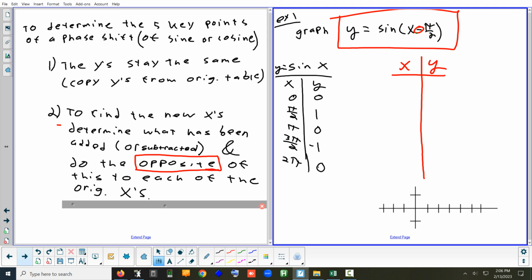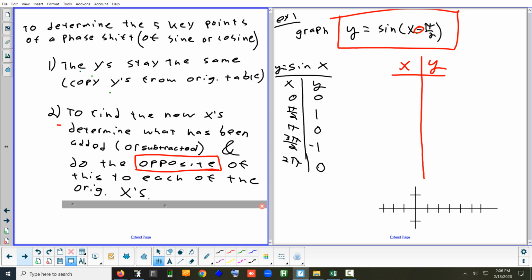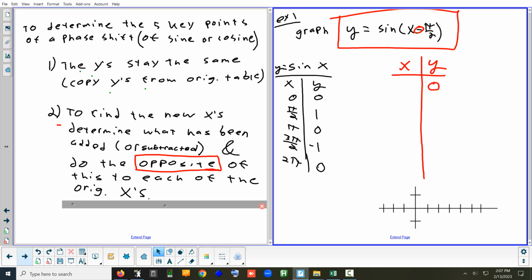So when you're doing a phase shift, which this one is because it's subtracting inside parentheses, the y's stay the same. So copy the y's from the original table, which I put right up there. So 0, 1, 0, negative 1, 0. Those 5 numbers go right here. If you got at least that on this problem, you'd get 5 points. The way I grade it is I give you 1 point for each x and y you get right in the table.